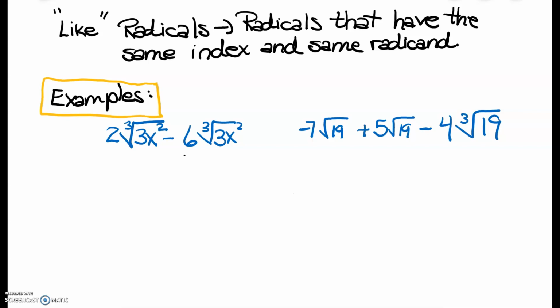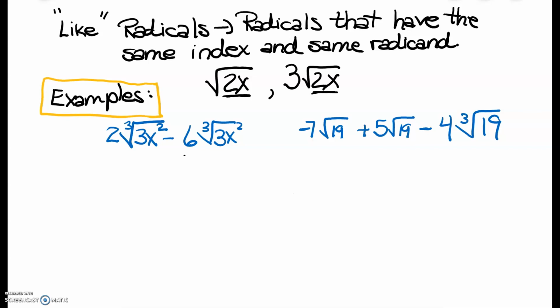So for example, the square root of 2x is a like radical with 3 square root of 2x. They are both square roots and their radicands are both the same. So let's go ahead and work some examples of how to add and subtract like radicals.